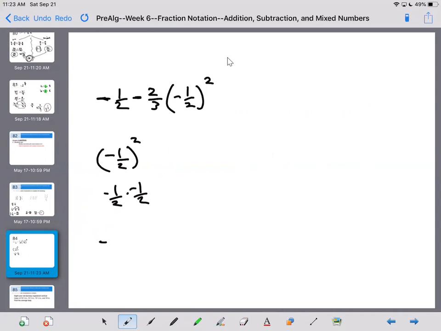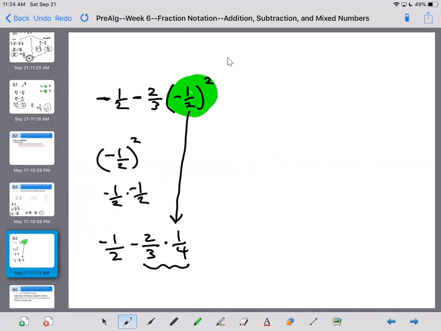So now I have, looking left to right, negative 1/2 minus 2 thirds multiplied by a positive 1/4. I just simplified this piece right here to get to here. Now, subtraction or multiplication. Next, we're going to do the multiplication. So I'm just going to look at these numbers here. So I've got negative 1/2 subtract. This is going to be 2/12.